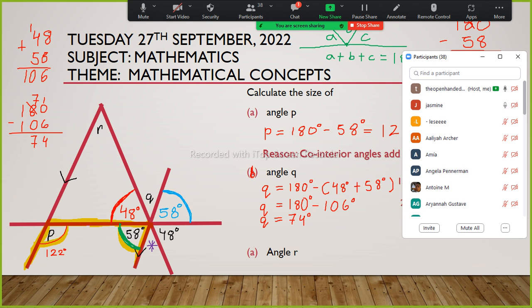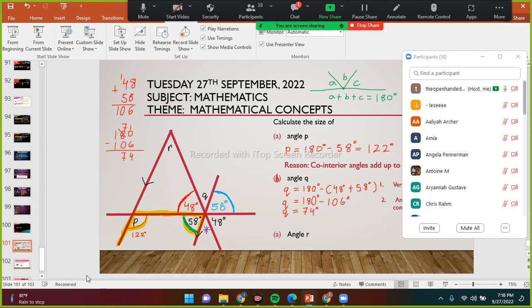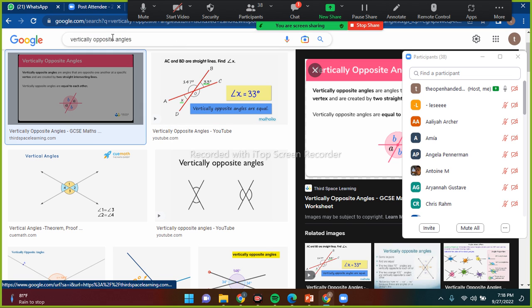No. All right, so there's a notion that we must also look at, right? So we looked at co-interior angles, we looked at vertically opposite angles. Let me show you something. There's something we call corresponding angles.